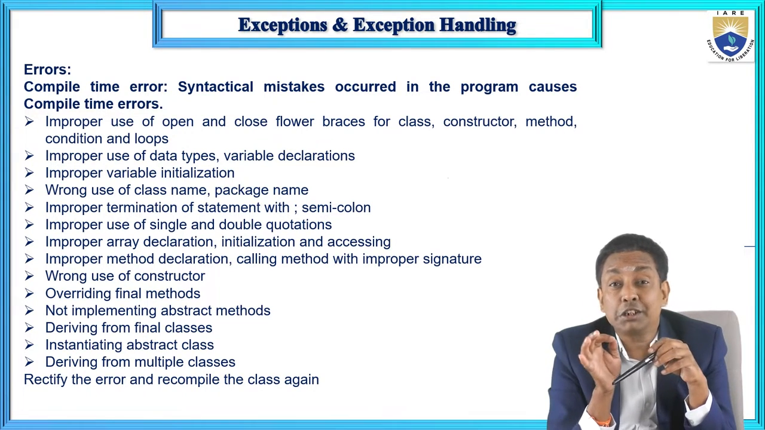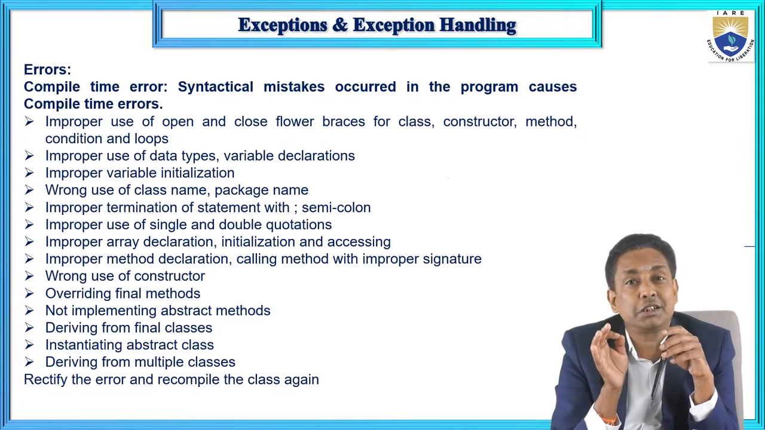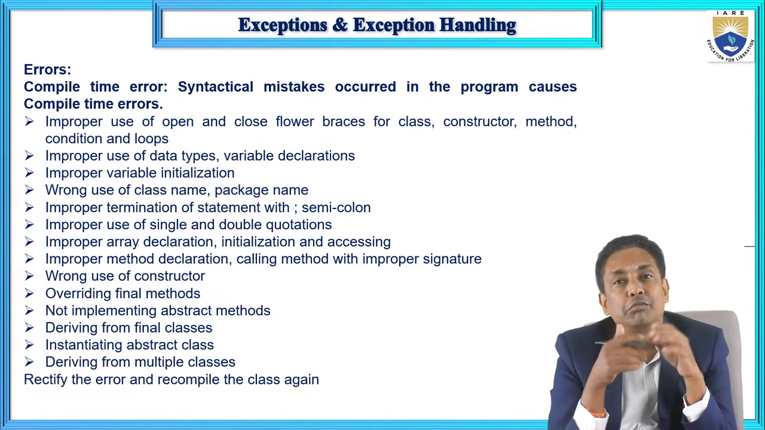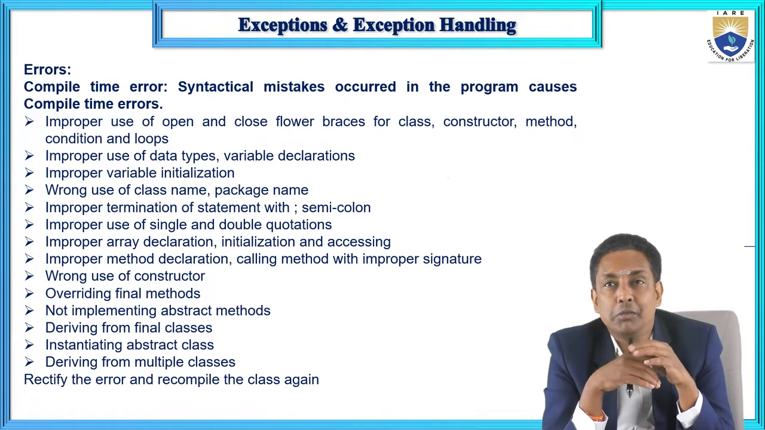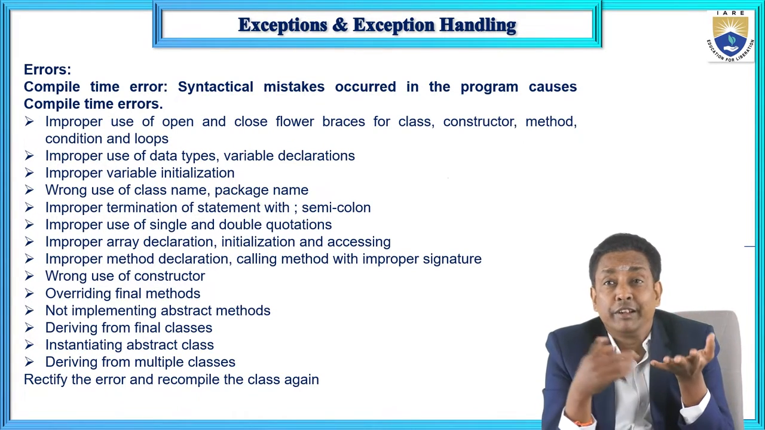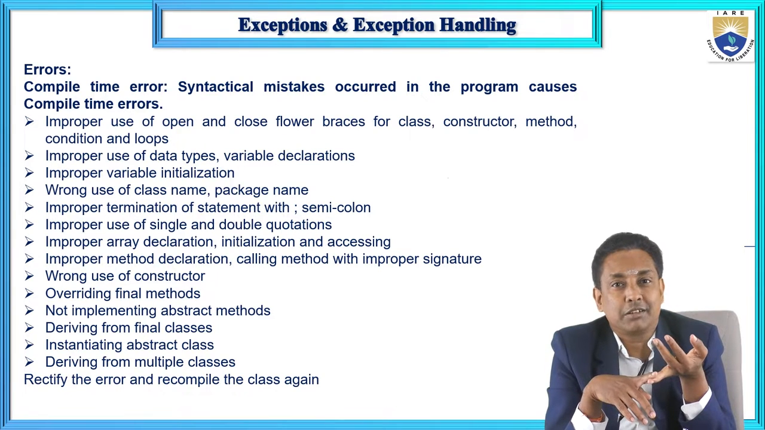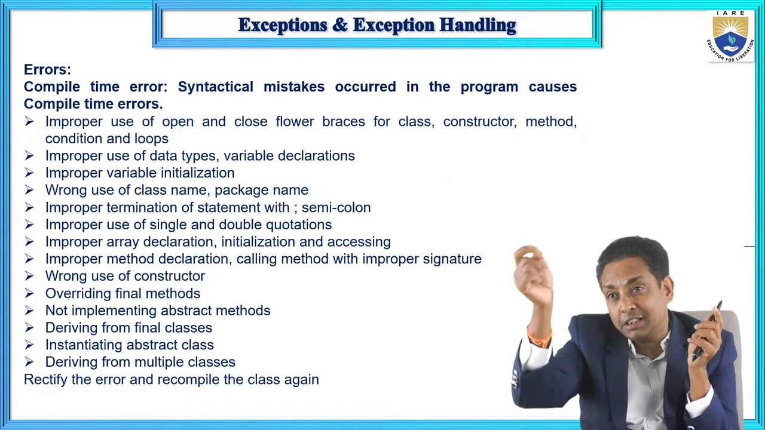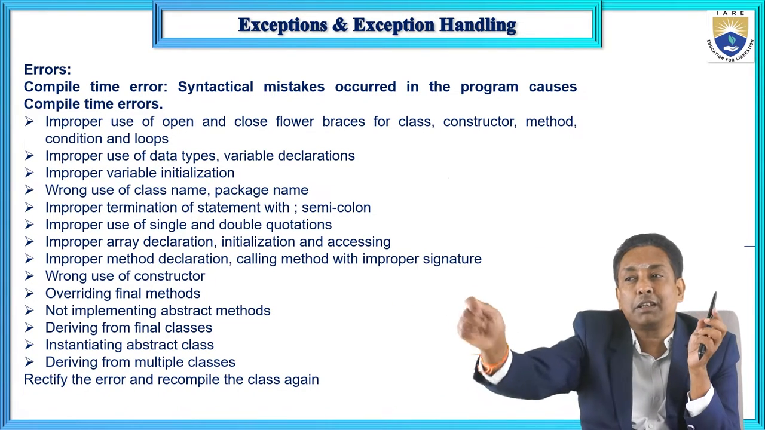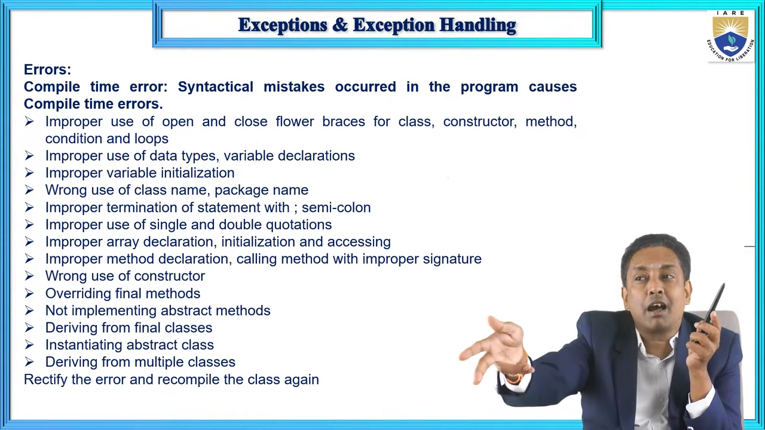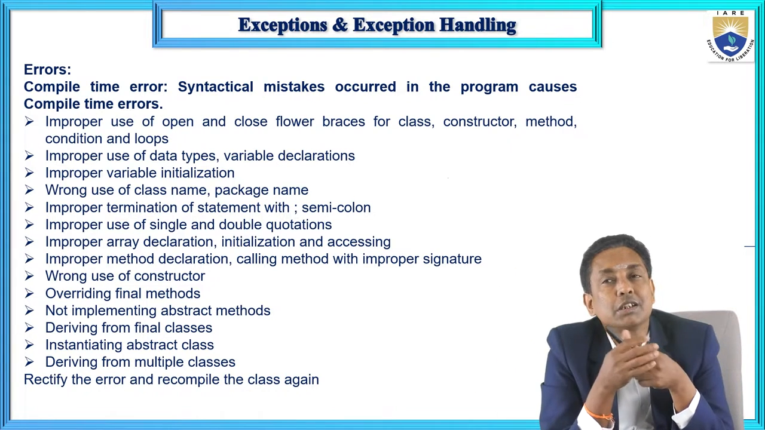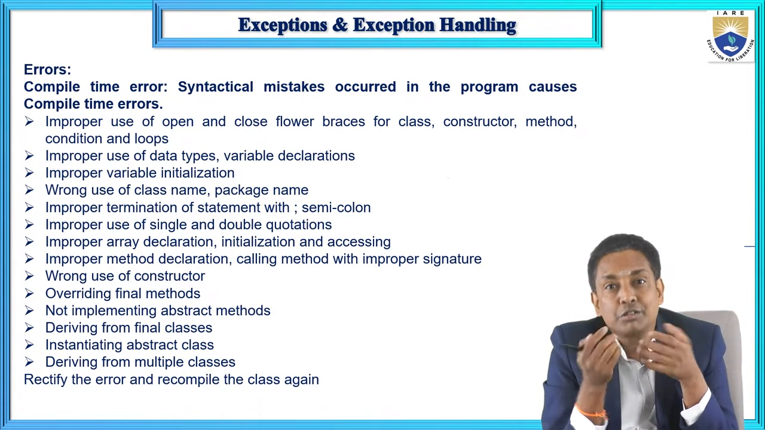But if anything is wrong in the array declaration, initialization, or accessing directly, it will immediately be noticed as a compilation error. Improper method declarations, or calling the method with an improper signature: writing the method itself wrong, or passing improper arguments while calling the method, also causes a compilation error.